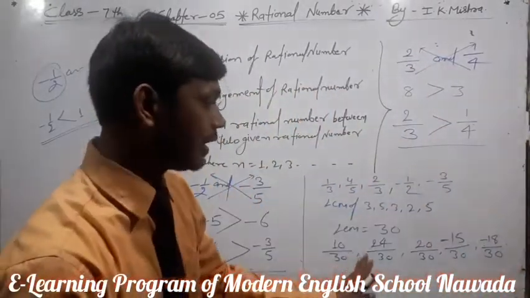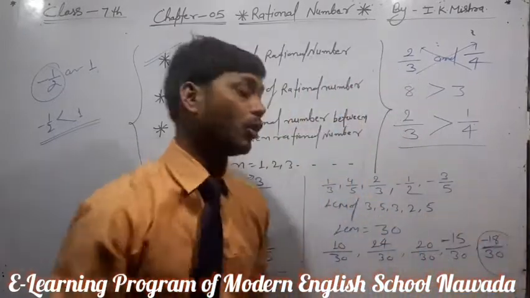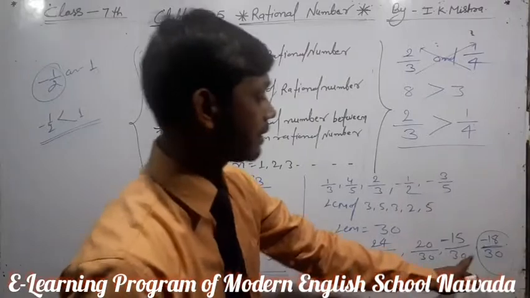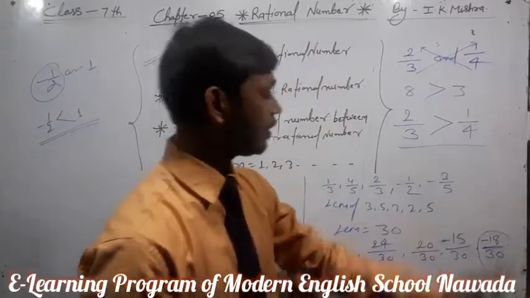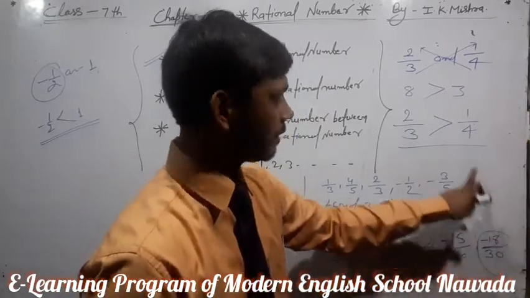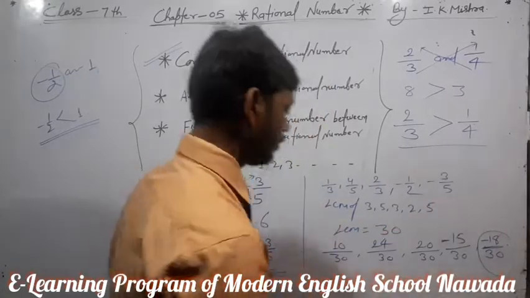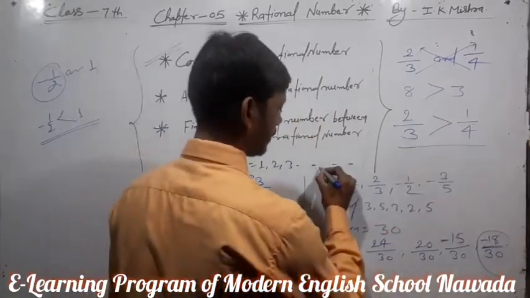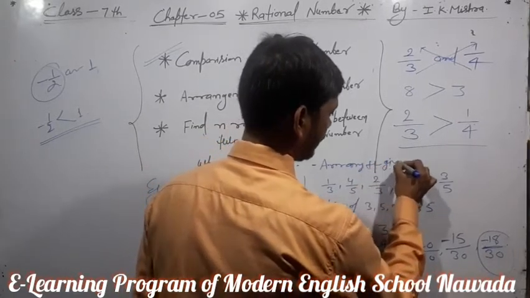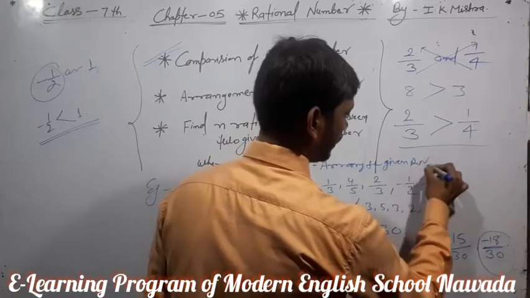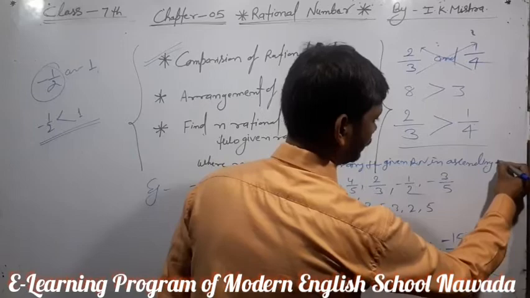Observe here, minus 18 is the smallest of all of these because it has a minus sign, and minus 18 is smaller than minus 15. So first of all, this is the smallest. Its equivalent rational number is minus 3 by 5. If you have to arrange the given rational numbers in ascending order.